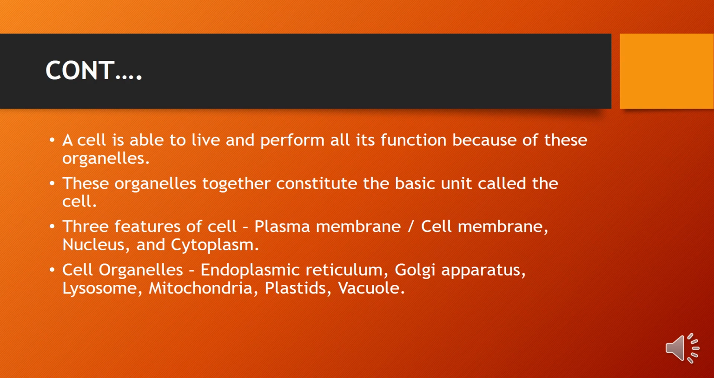Now, the main topic of this chapter. These are the three features of the cell and some cell organelles: plasma membrane, or we can say cell membrane, nucleus, and cytoplasm. These are the features of the cell. And endoplasmic reticulum, Golgi apparatus, lysosome, mitochondria, plastids, vacuole. These are the different cell organelles of the cell. We are going to discuss these in our next video.